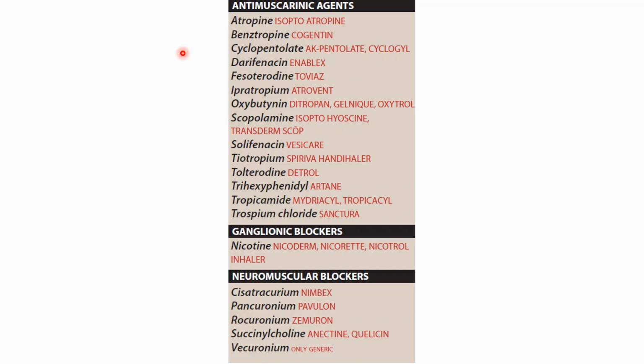So we start from the top with atropine. Atropine is a belladonna alkaloid and has a high affinity for muscarinic receptors. It prevents acetylcholine from binding to the receptor, and it acts on the central nervous system and on the peripheral nervous system.